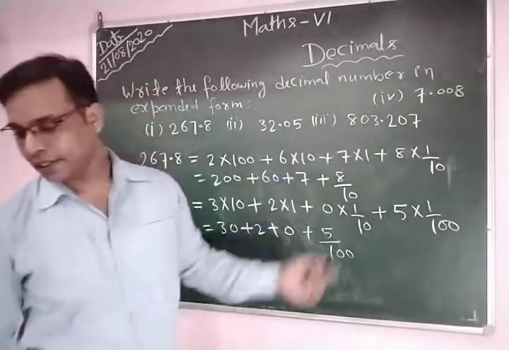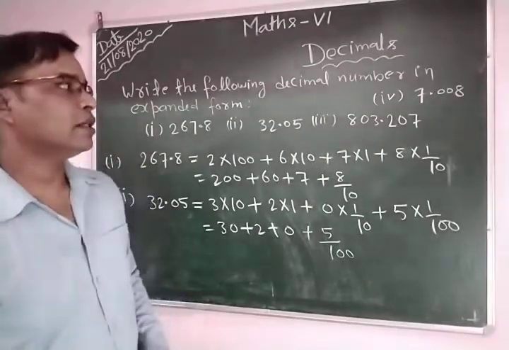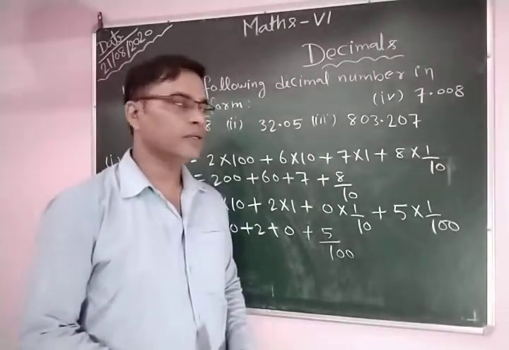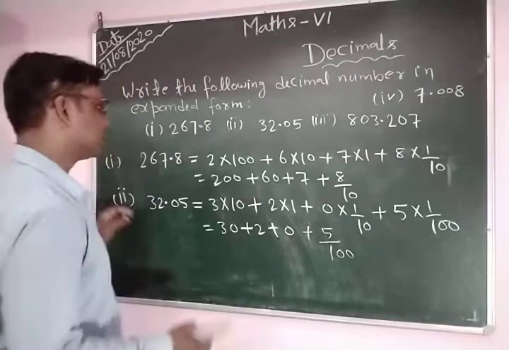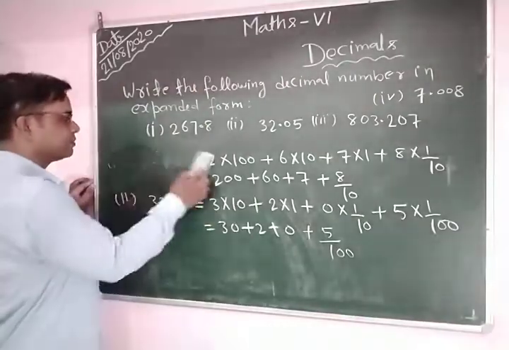Next, the decimal number is 803.207. Okay, so let's see how to expand this number.